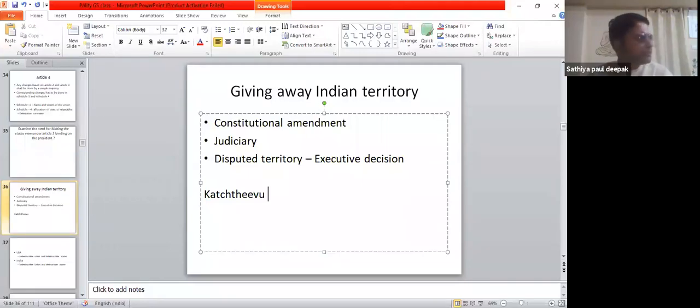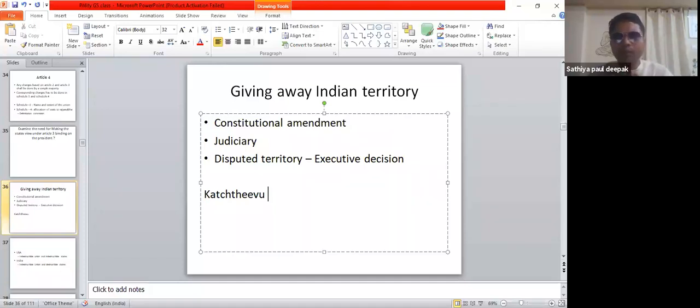Okay. Now, after seeing all these things, is it justified to shift Kachchatheevu to Sri Lanka? Tamil Nadu's viewpoint is that Kachchatheevu is an original part of Indian territory. It was not a disputed territory. So if you have to give away a normal part of Indian territory, how do we have to give it? By constitutional amendment. But you have not done a constitutional amendment. Indira Gandhi just passed an executive order and transferred Kachchatheevu to Sri Lanka.